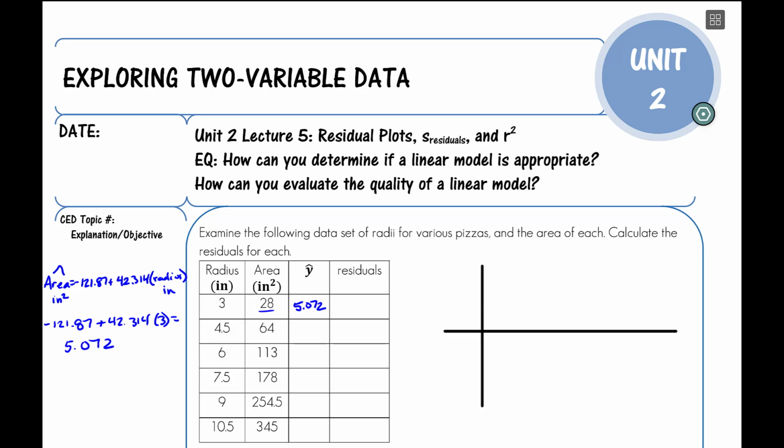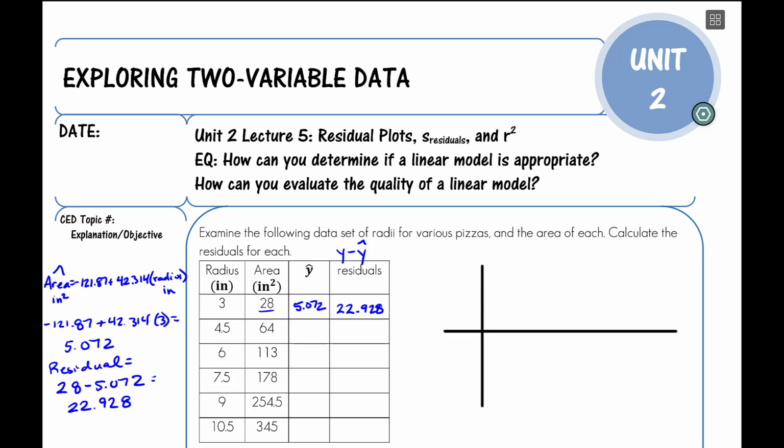What's the problem here? Let's investigate a little bit further. We're going to calculate the residual. Just how far off is this? We remember that our residual is y minus y hat, the actual minus predicted. So we have 28, our actual area, minus the predicted area of 5.072 inches squared, and that gives us 22.928. That is my residual value. That's how far off the prediction is from a real pizza with this value.